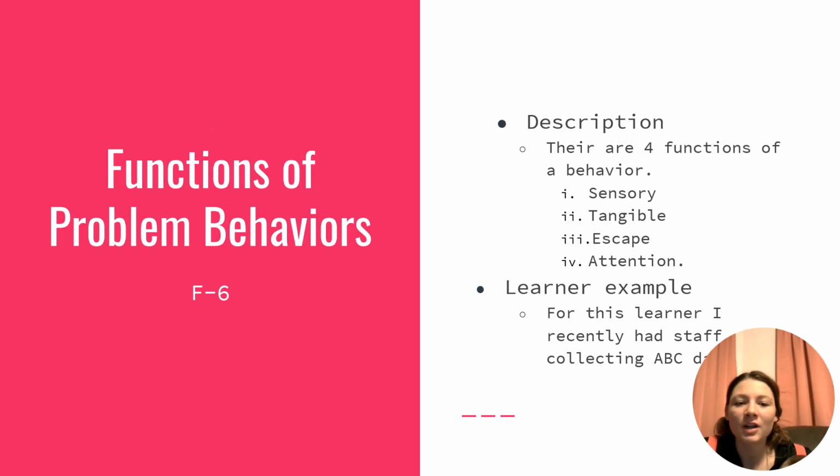The next one is functions of problem behaviors. This is F6. There are 4 functions to a behavior, and that is sensory, tangibles, escape, and attention. For this learner, the learner used to have a lot of self-injurious behavior, but recently it's come back more frequently, with the antecedents and the function being unknown. They started to have the staff collect ABC data so that we could help figure out the function.